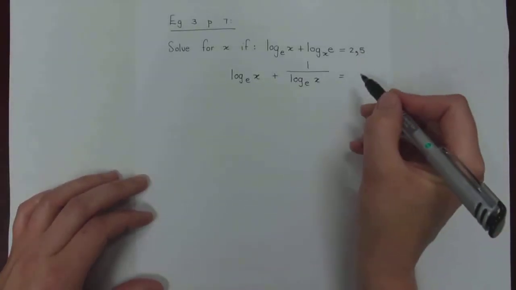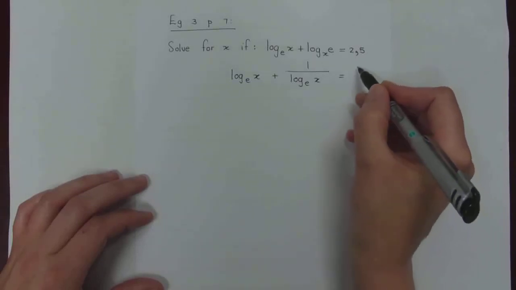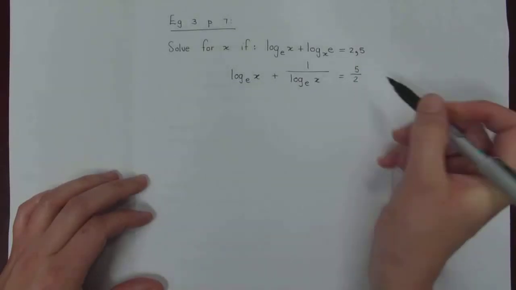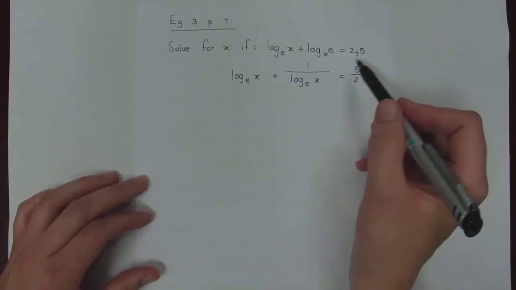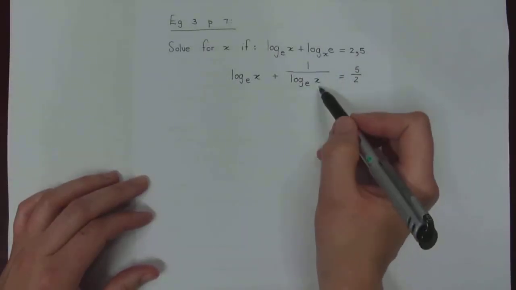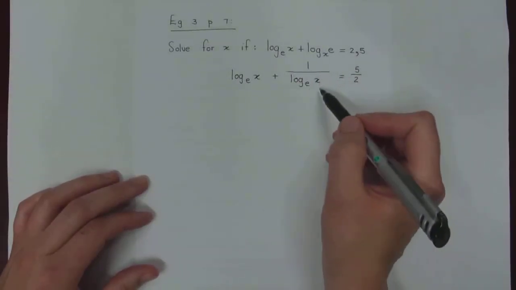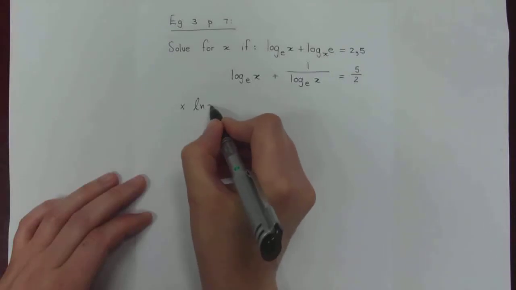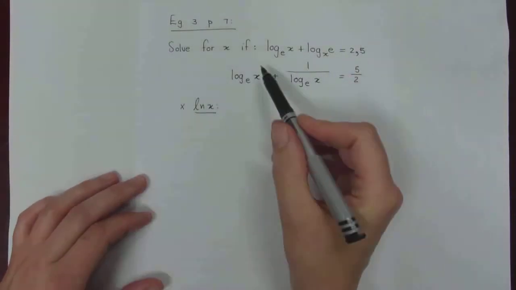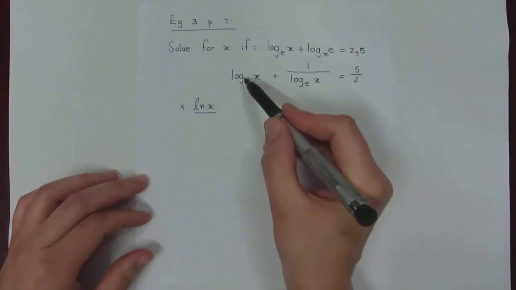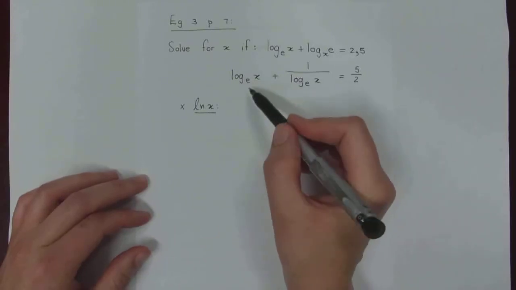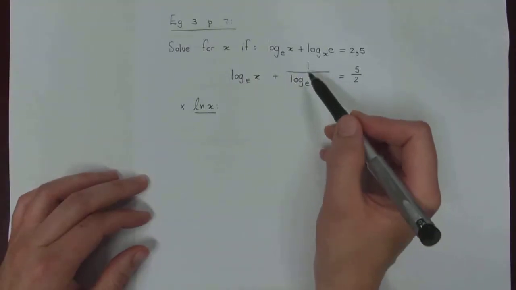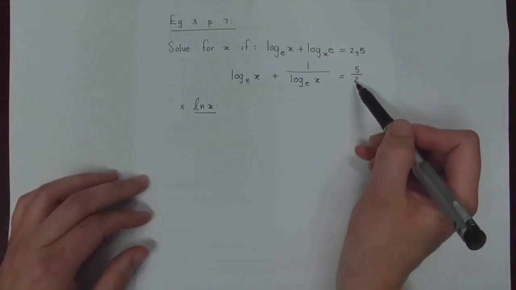Now that 2.5, I'm going to rewrite as 5 over 2. And then what you should notice is this is an equation with fractions. And how do we solve equations with fractions? We multiply by the LCM of the denominators. So I'm going to multiply each term by ln of x. The reason I multiply by ln of x is because log with a base e is ln, so I can shorten this to ln of x plus 1 over ln of x is equal to 5 over 2.